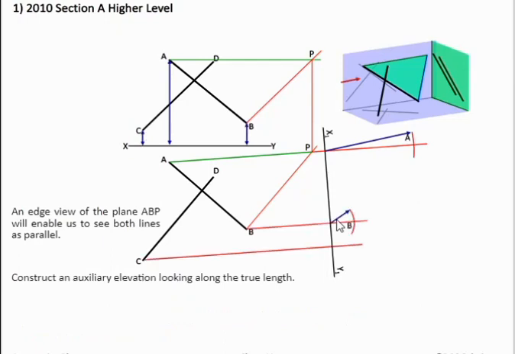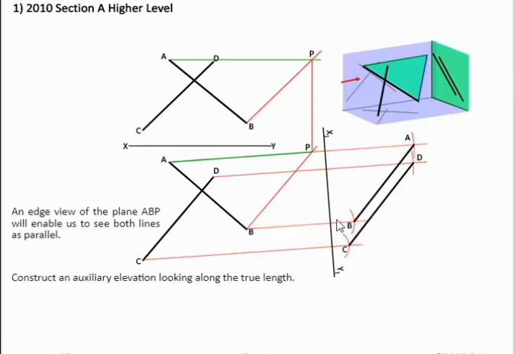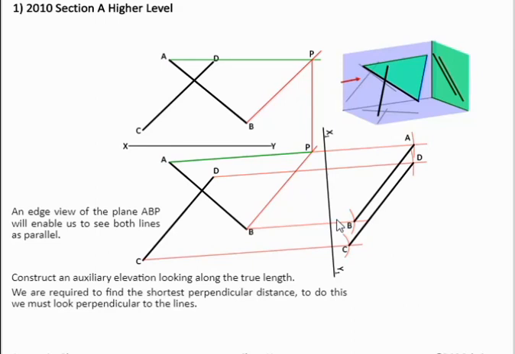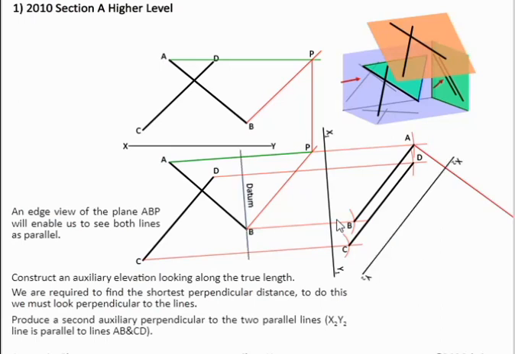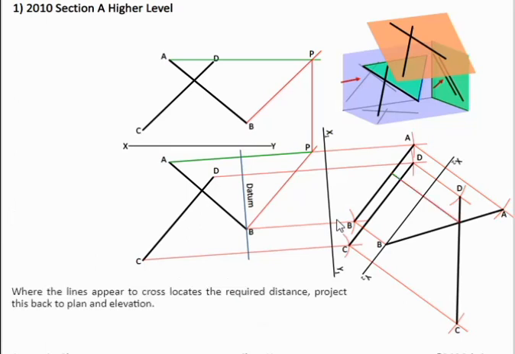Find our two lines then, AB and CD. And what we have is our two lines here. And now because it's the shortest distance between them, we're going to project perpendicular to the two lines. So perpendicular to the two lines here. So what we have here is AB and CD, they're crossing over here. This is the distance now between the two. So we have now constructed the distance between the two.